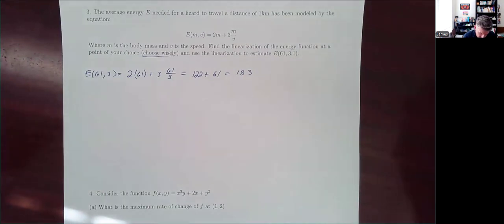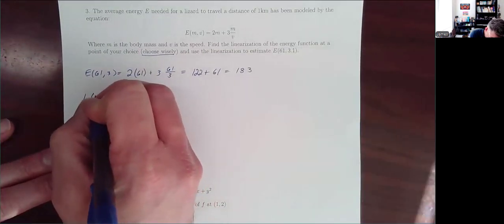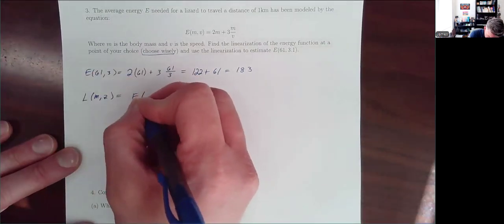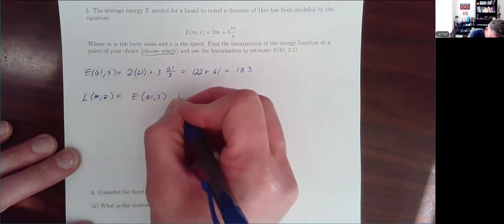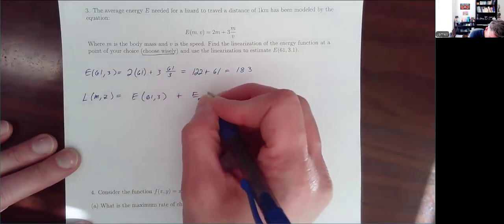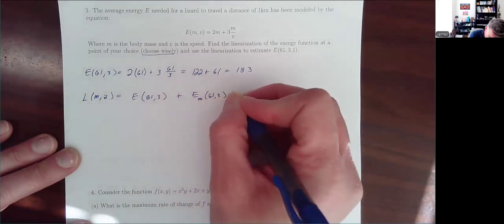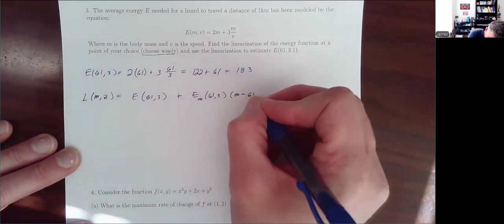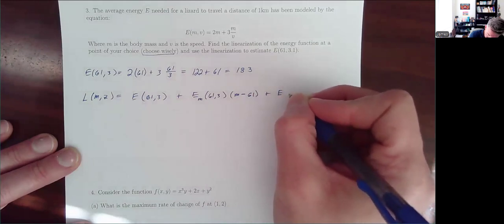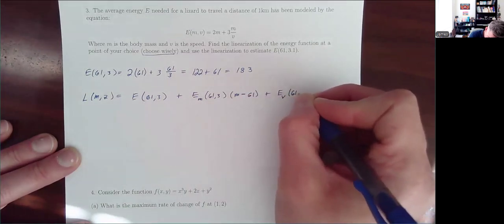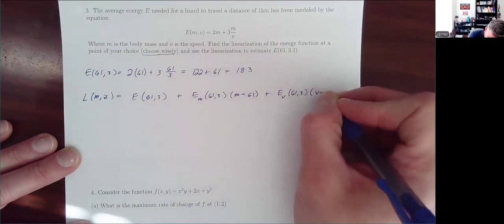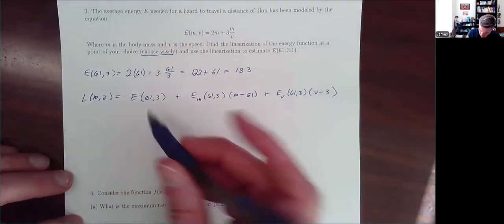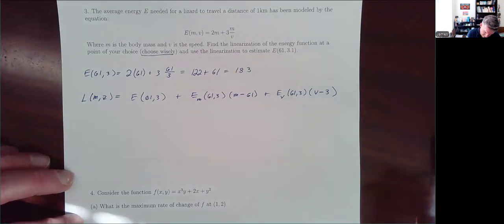All right, so linearization, right? The linearization of a function is going to be the function evaluated at the nice point, plus the partial derivative evaluated at the nice point times your variable minus that corresponding value. And then the other partial derivative, evaluated still at the nice point, and then it's your other variable minus the corresponding value. So our job is to fill this in. Well, we know that's going to be 183. We still have to find our partial derivatives.